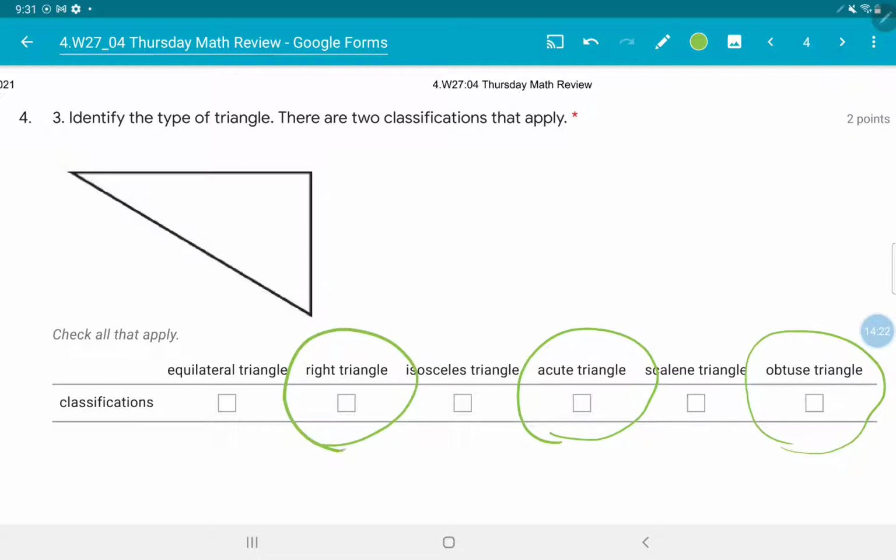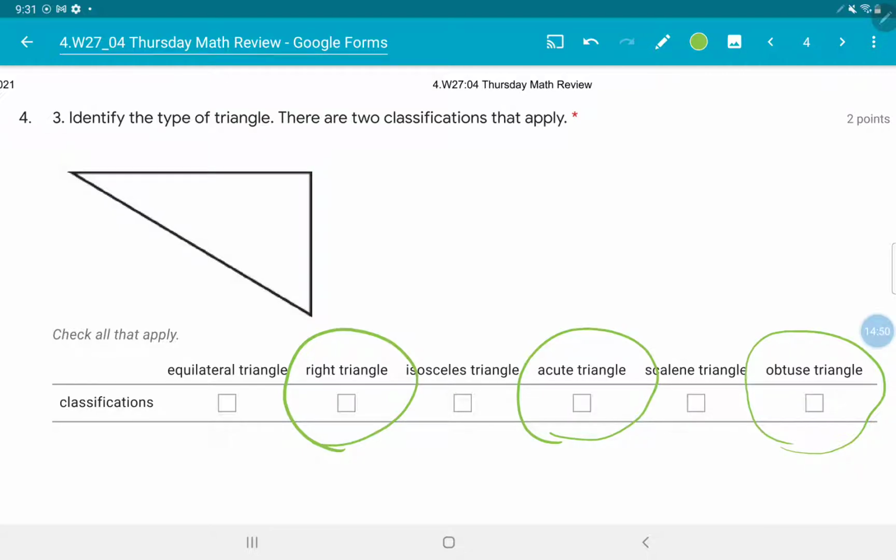Right, so there are three different types of angles. It could be a right angle, acute angles, and obtuse angles. So remember with triangles, all three of the angles have to add up to 180 degrees. So if you have one right angle in a triangle, what kind of triangle is it? A right triangle.